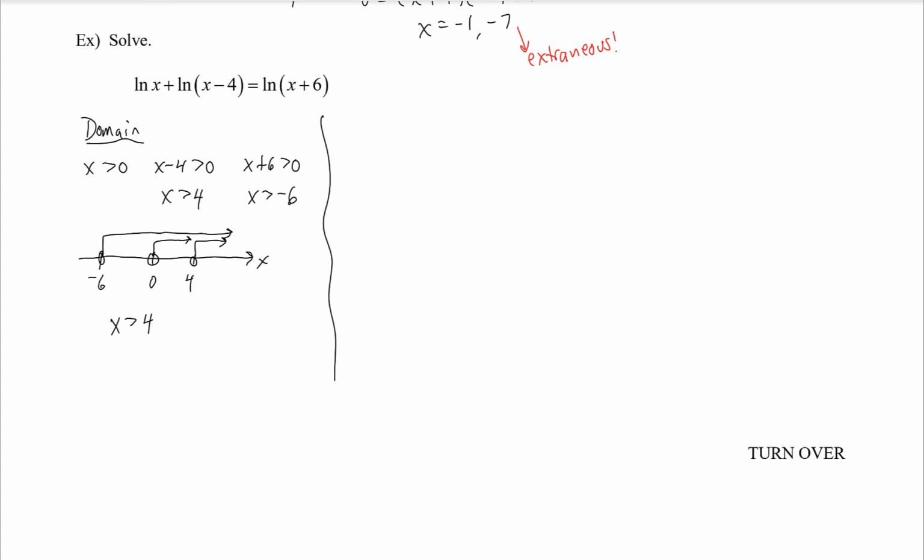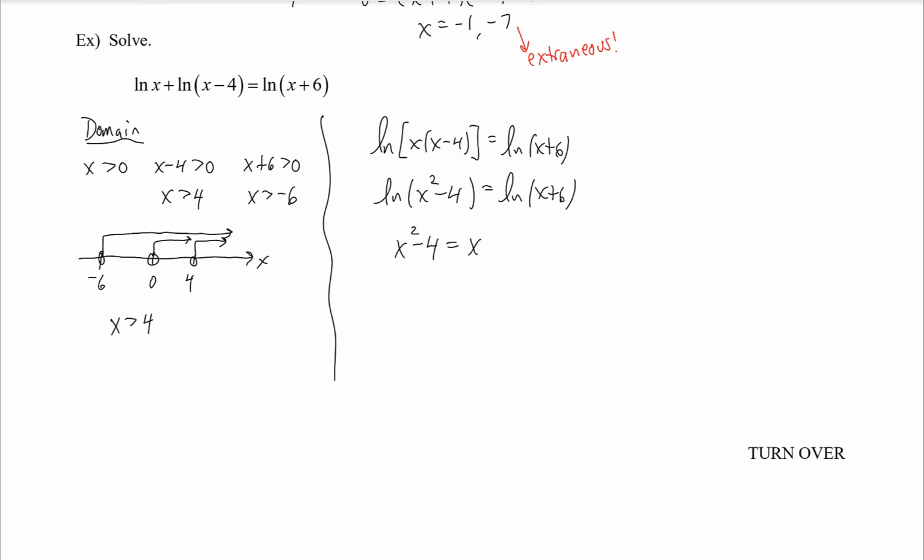Well, I've got two logs with the same base being added again, so why don't I combine those by multiplying the arguments. Clean that up, I get natural log of x squared minus 4x. But look, now I can use that one-to-one property. This natural log equals this natural log. The only way two natural logs are equal is if their arguments are equal. And then once again, I get a quadratic that has the same solution set as the original log equation.